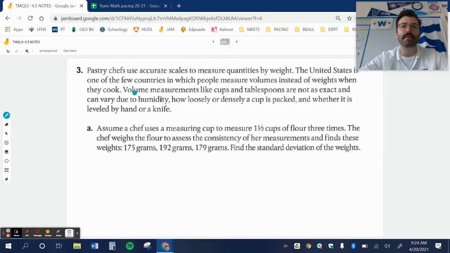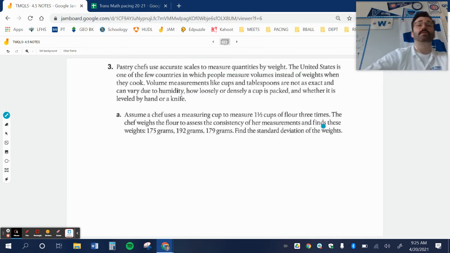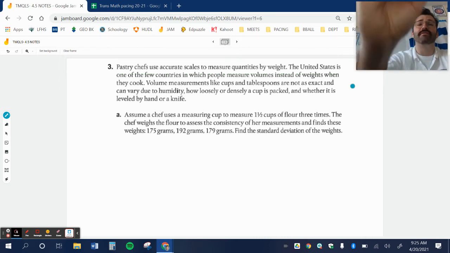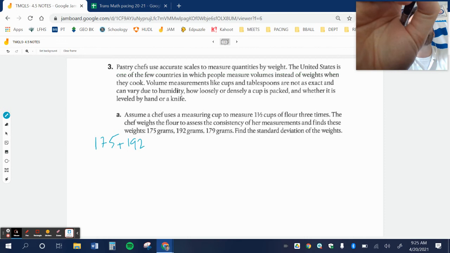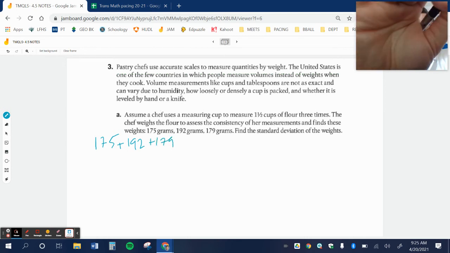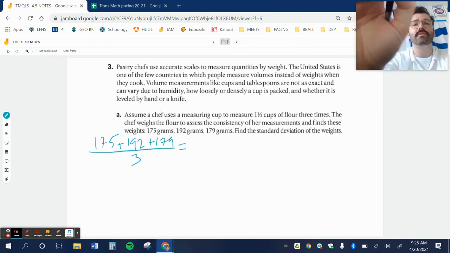Let's look at an example. Pastry chefs use accurate scales. Assume the chef uses a measuring cup to measure 1.5 cups of flour 3 times. The chef weighs the flour to assess the consistency of her measurements and finds these weights: 175, 192, 179. Find the standard deviation. The first thing I need to do is find the mean. I'll find the average, so I'm going to add these 3 up and divide by 3. That's first.